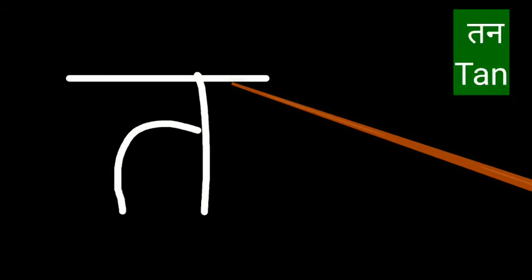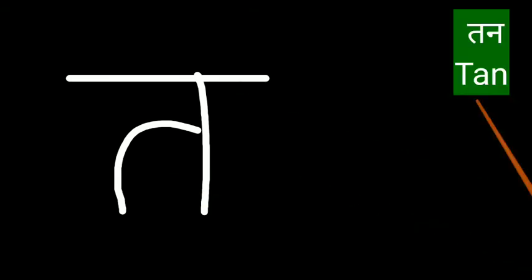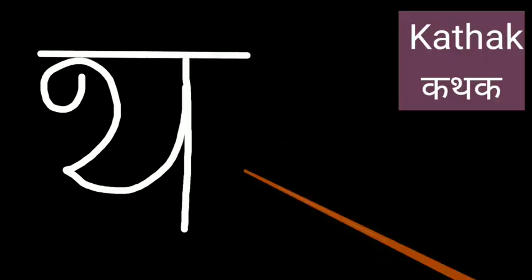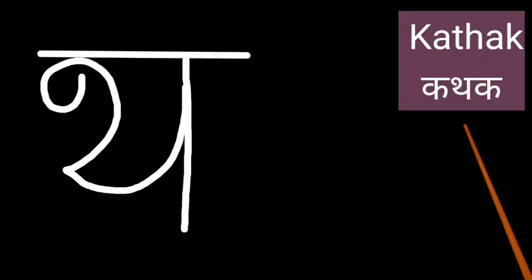Let's draw letter t. One big vertical line and one horizontal line, one vertical line on the down and one horizontal line on the top also. It's called t. Word is t-na. Then next is th. One small circle, join with half circle and then one big more half circle, join with vertical lines and one horizontal line on the top. It's called th. Its word is k, th, k.